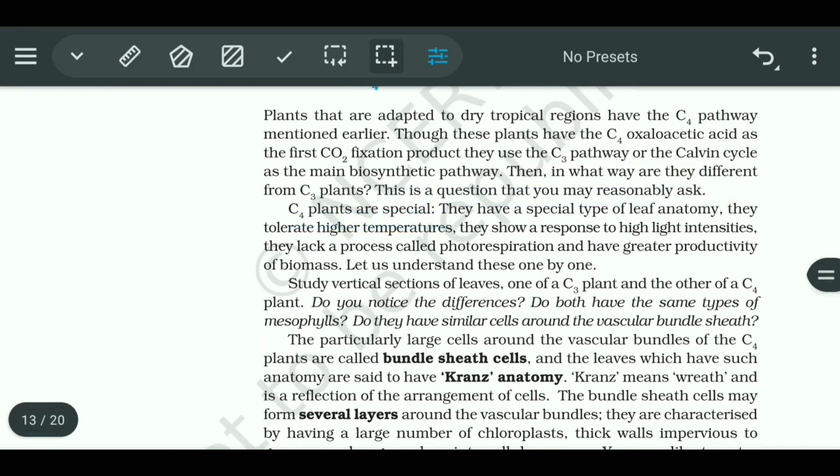C4 plants are special. They have a special type of leaf anatomy. They tolerate high temperature. They show a response to high light intensities. They lack a process called photorespiration and have greater productivity of biomass. Let us understand these one by one.